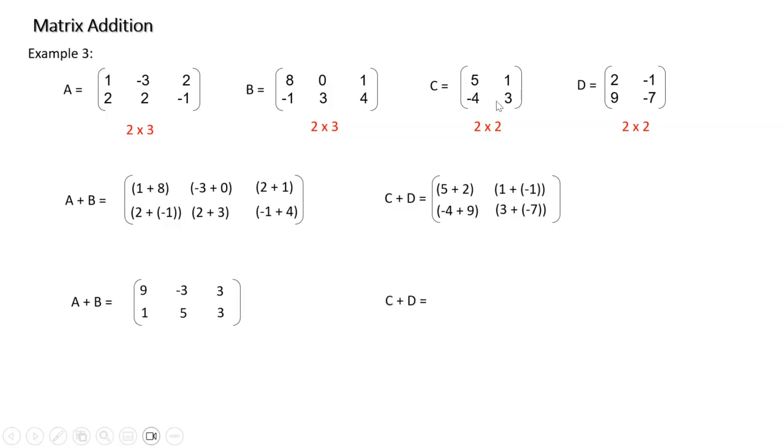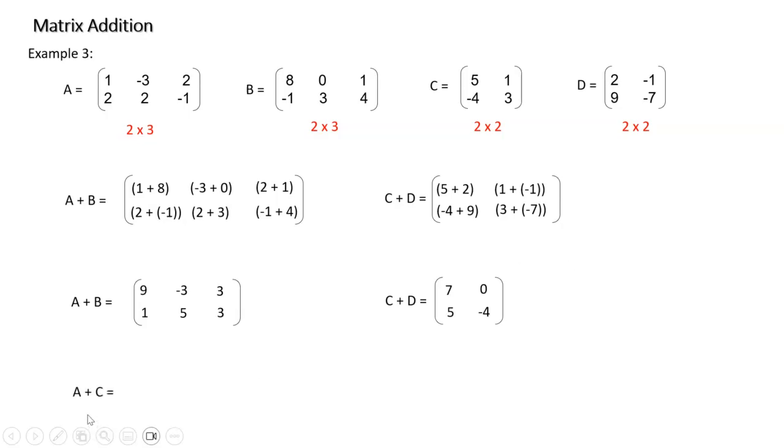Hey guys, we can skip this part here if you want. You can go straight to the answer. This part here is to show you what's taking place, but you can go like this. What's 5 plus 2? It's going to be 7. 1 plus negative 1 is going to be 0. Negative 4 plus 9 is going to give us 5. 3 plus negative 7 will give us negative 4. Again, you can go straight from C plus D to the answer. This middle part is just to show you what's taking place. You can do it any way you want, but just do it correctly.